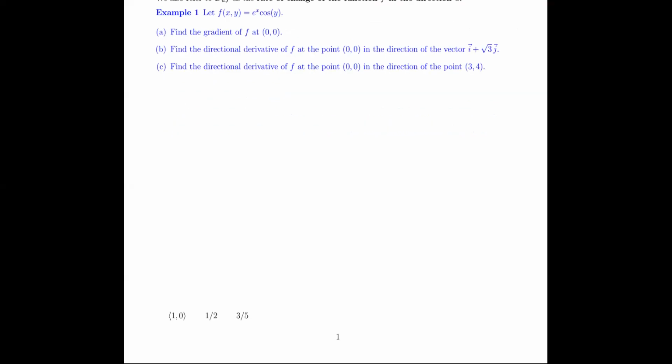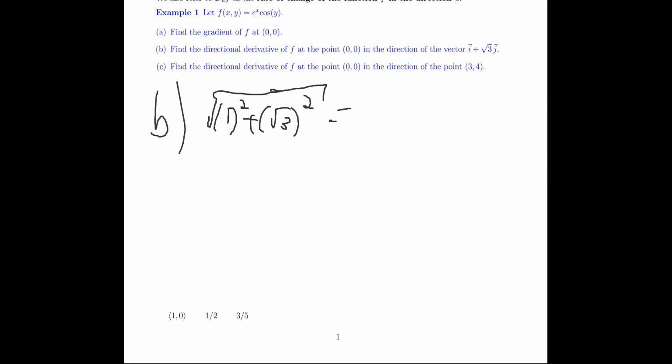So let's make sure that that is a unit vector. Well, how do we do that? We can calculate the magnitude of that vector. So this is the square root of 1 squared plus root 3 squared. This is the square root of 4, which is equal to 2. So this tells us that the length of that vector is 2.